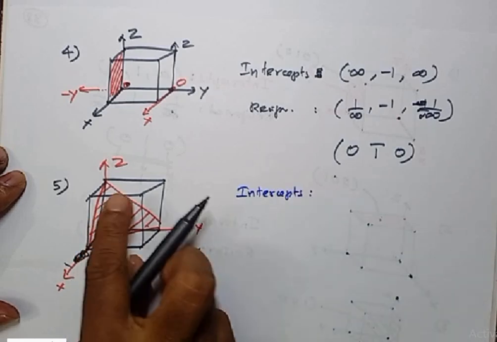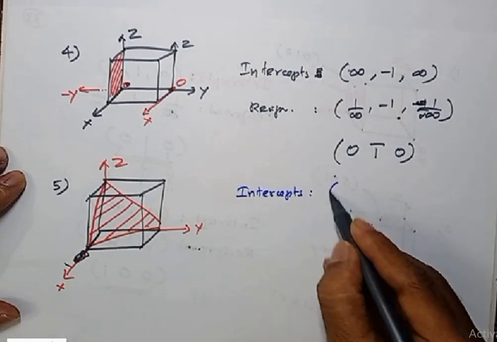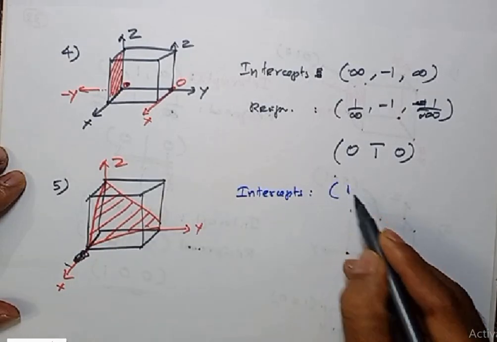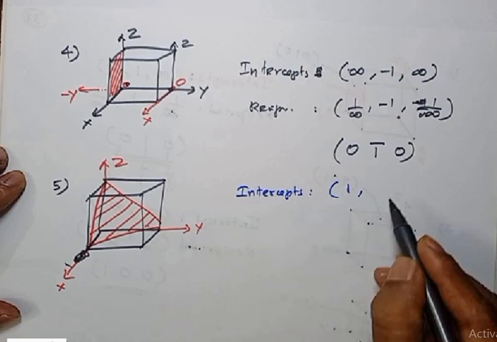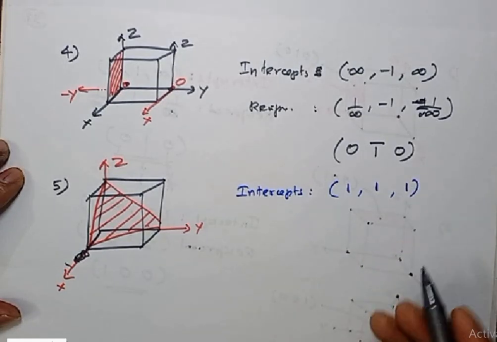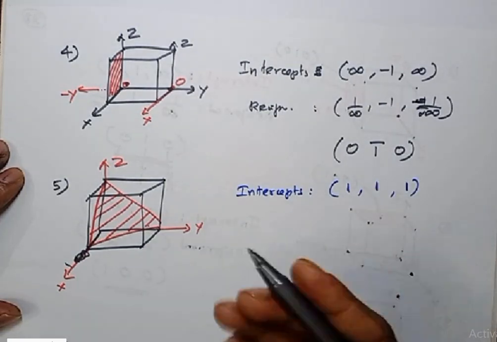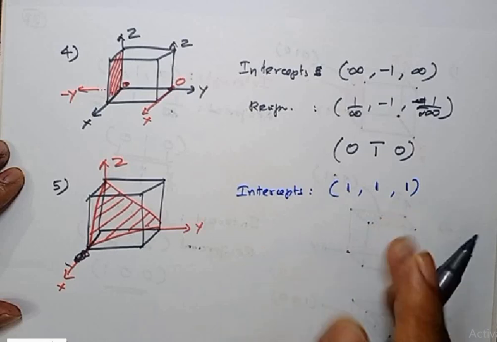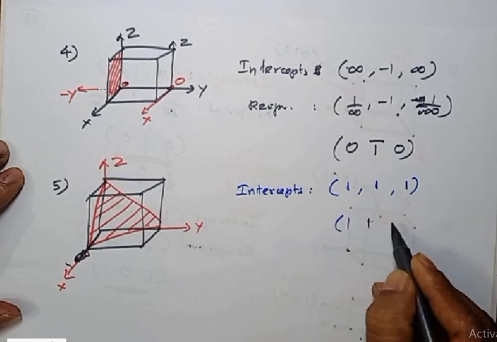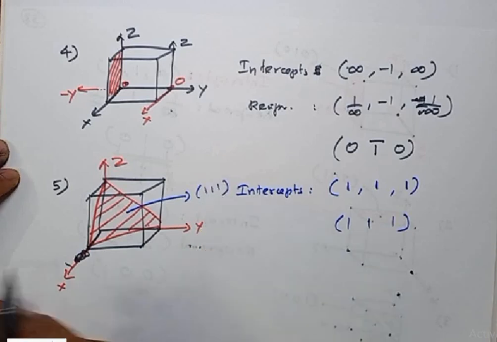Since this plane cuts the x, y, z at unit length, so x-intercept, let me take it as 1, y-intercept, let me take it as 1, and z-intercept 1. Take the reciprocal. Reciprocal of 1 is 1 only. Therefore, I am going to write the Miller indices directly, that is 1, 1, 1. So this plane is called 1, 1, 1 plane. Okay, take them.